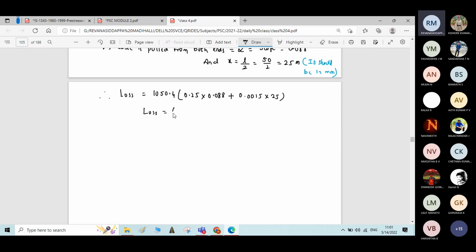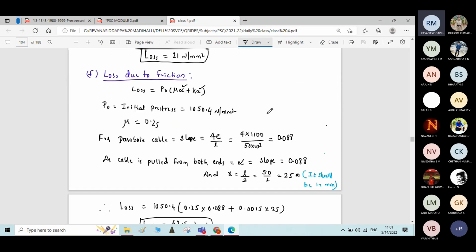It is 62.5 Newton per mm square. Okay, 62.5 Newton per mm square. With this, the calculation of loss of pre-stress due to friction is over.